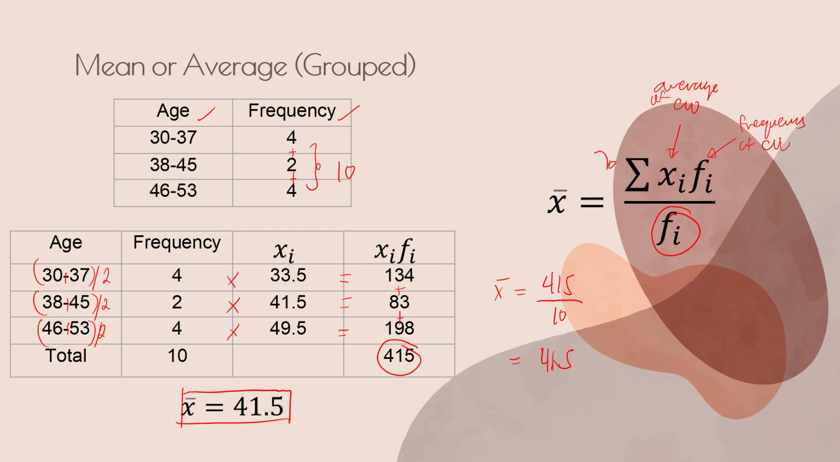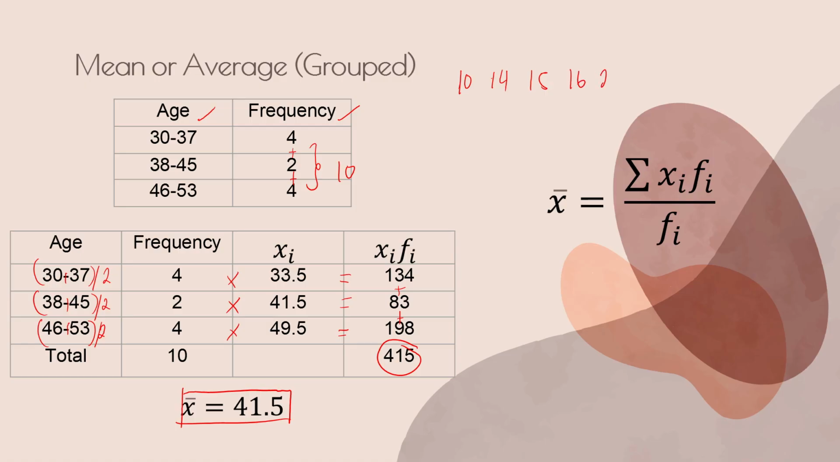Now, what I want to highlight for our mean is that our mean is very sensitive to outliers. And when I say sensitive to outliers, it means that if you have an ungrouped data set, let's say 10, 14, 15, 16, and then let's say 20, you're going to get an average right near 15. So your average would be most likely on this side.